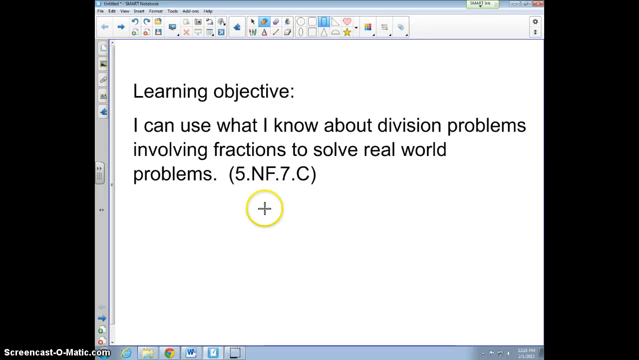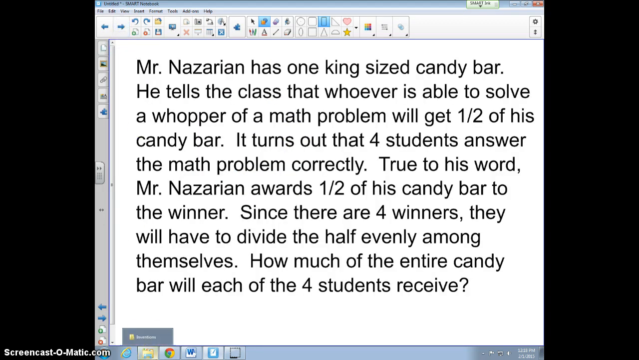Hello, this is Mr. Nazarian, and today's learning objective is: I can use what I know about division problems involving fractions to solve real-world problems. It's a 5th grade standard, 5.NF.B.7.c. Okay, so we're going to look at this story problem.